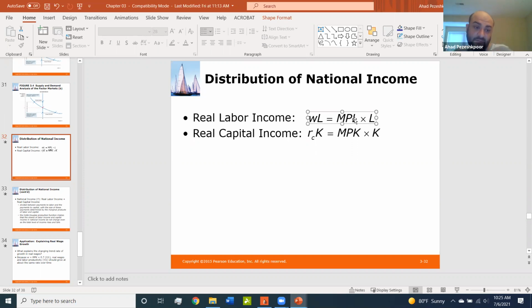Why? Because after you graduate, if you have a really good GPA, companies will see your resume and say, you know what? This person's marginal product of labor is very high. Therefore, we're going to pay him more money. We're going to give him a better offer.